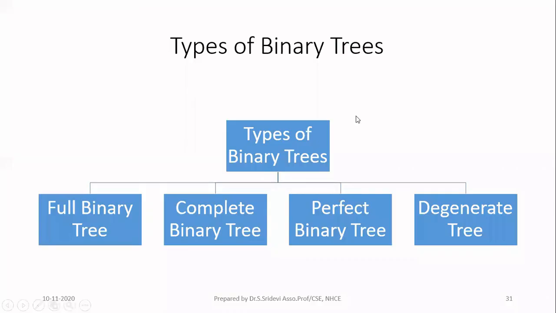So now we are going to focus on types of binary trees. Actually, there are many types of binary trees, but we are considering 4 types here. The types are full binary tree, complete binary tree, perfect binary tree, and then degenerate trees. Sometimes we also say binary search tree and other things, but we are going to focus on these 4 now.